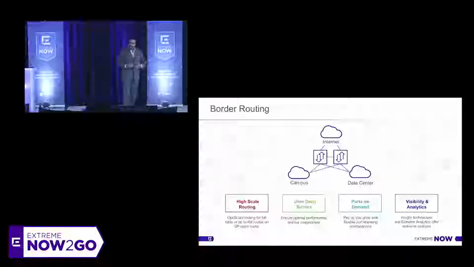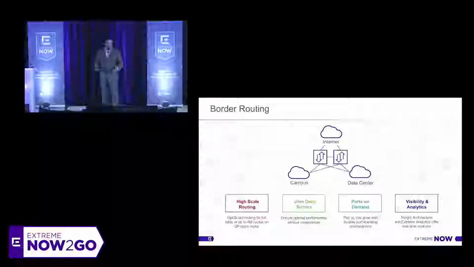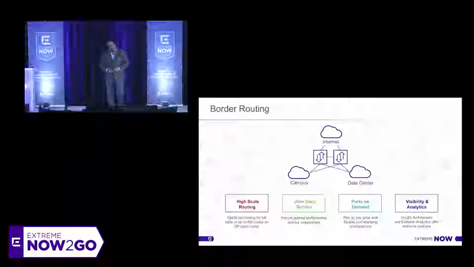In addition, because you have different interfaces that may be a part of connecting to that border router, you have to have a platform that can actually buffer traffic because of the mismatch in speed to get to those various applications in the internet. Also, with our solution, you can pay as you grow, ports on demand. So if you need more ports, you can get a license and get them. And also with the border router, we have embedded visibility and analytics.